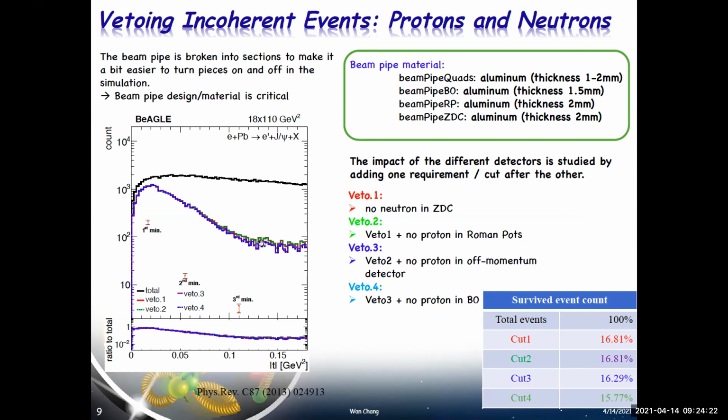The procedure of the V2 process is illustrated in the left plot, showing the survived events' t distribution after each step. The survived event counts after each step are listed in the right table. By vetoing neutrons and protons, the total rejection fraction is around 85%. And in the figure, the double arrows and the horizontal bars present the position of the minimum of the diffractive pattern based on theory. The difference between the upper and the lower bar is the difference assuming saturation and a non-saturation model.